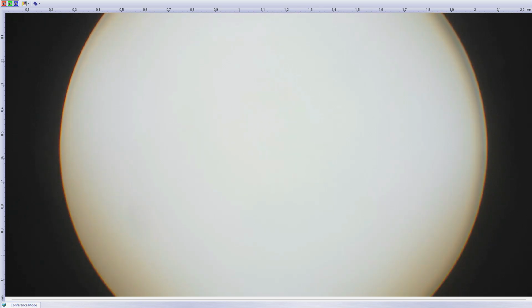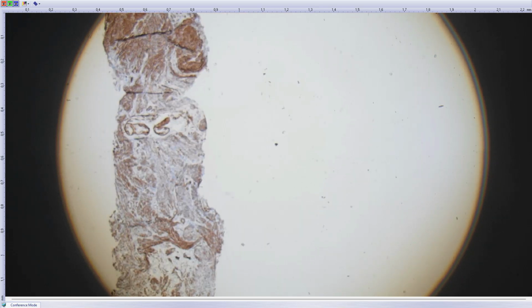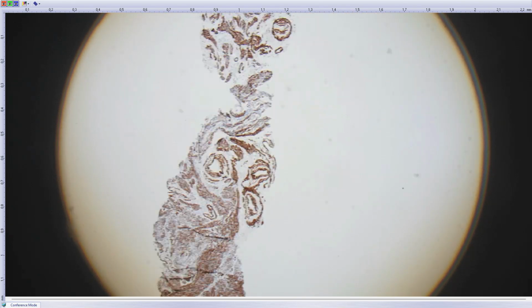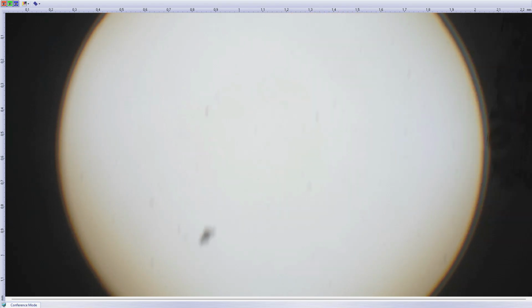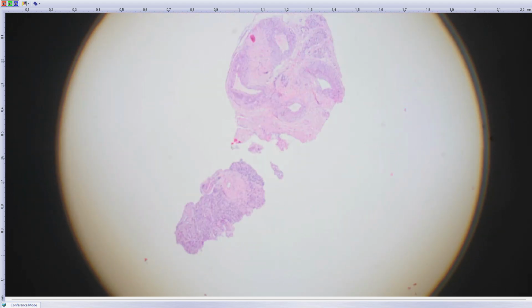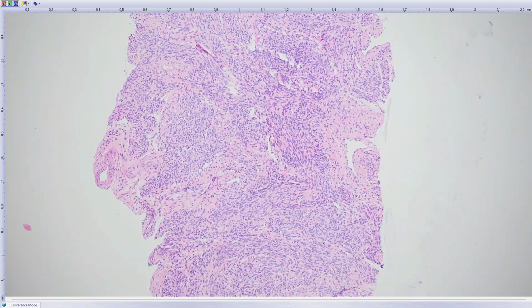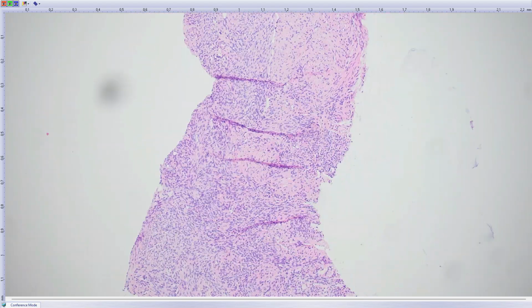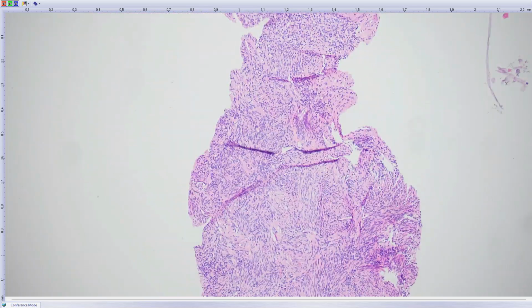And indeed, by immunohistochemistry, there was diffuse desmin and H-caldesmon expression. This is H-caldesmon, so this looks like a uterine leiomyoma basically, but if it's on the peritoneum, it's extrauterine leiomyoma. So, classic smooth muscle tumor with the appearance of uterine leiomyoma.